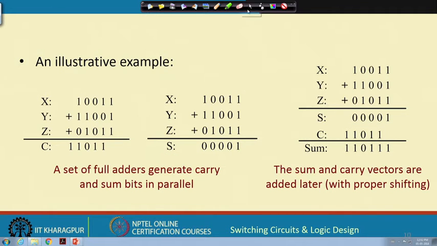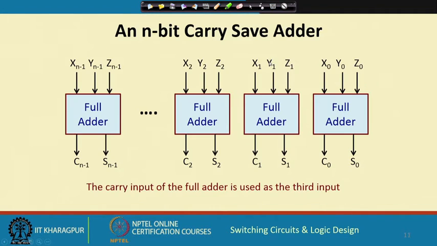But why do we need this? What is the advantage? The advantage will be if you have many numbers to add. An n bit carry save adder just looks like this, a set of independent n full adders. Each full adder takes 3 bits of the inputs x, y and z and generates carry and sum separately, right.